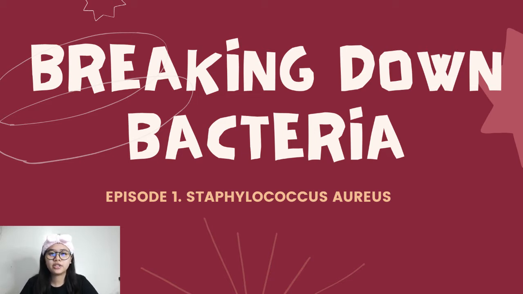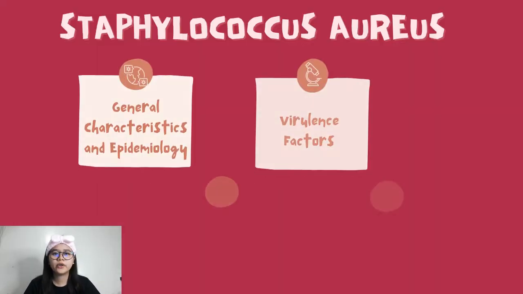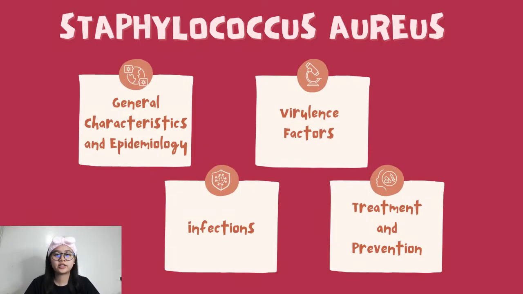This is the first episode of Breaking Down Bacteria, in which we will talk about the different medically important bacteria. For today's episode, we will discuss Staphylococcus aureus. We will discuss its general characteristics and epidemiology. We will also talk about its virulence factors as well as the infections it can cause. And lastly, we will talk about the treatment and prevention.